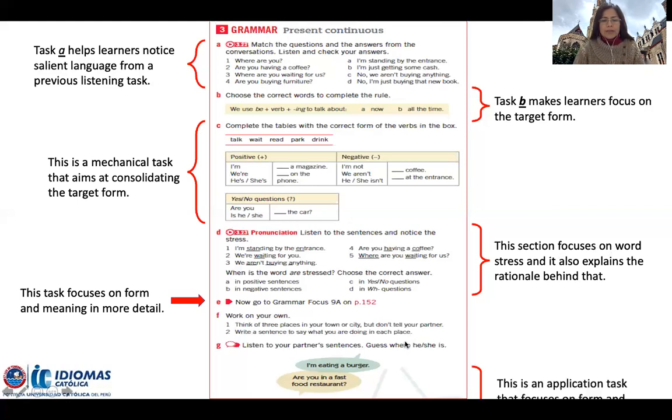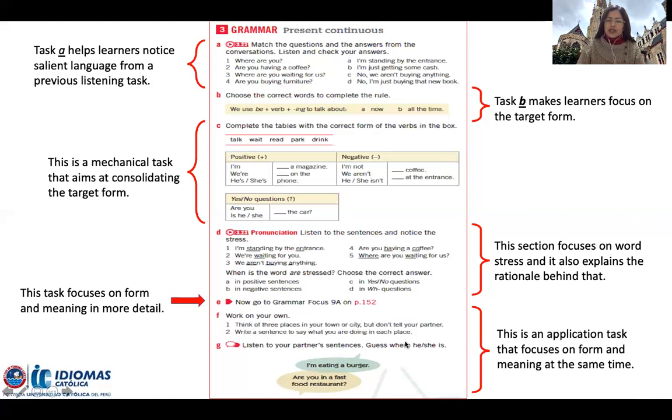Okay. And there is an application task. For example, here it says work on your own. Think of 3 places in your town or city, but don't tell your partner. Write a sentence to say what you're doing in each place. Listen to your partner's sentence, guess where she is. This is an application task. Yes, it focuses on the form and meaning at the same time.